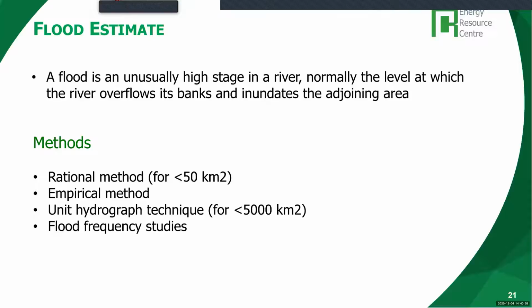There are different methods. There is the rational method, also known as the CIA method, because a coefficient is multiplied by the intensity and the area. This is based on empirical relations from many countries, and for rain dominated systems like in Mozambique, this can be used. They are empirical, based on many years of data from different stations. There are unit hydrograph techniques, and we also use flood frequency studies. Today, I will briefly explain the flood frequency method.